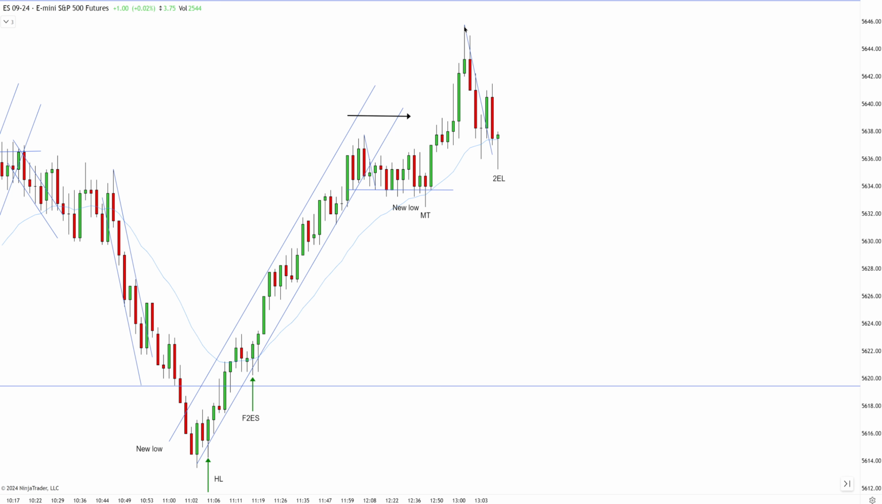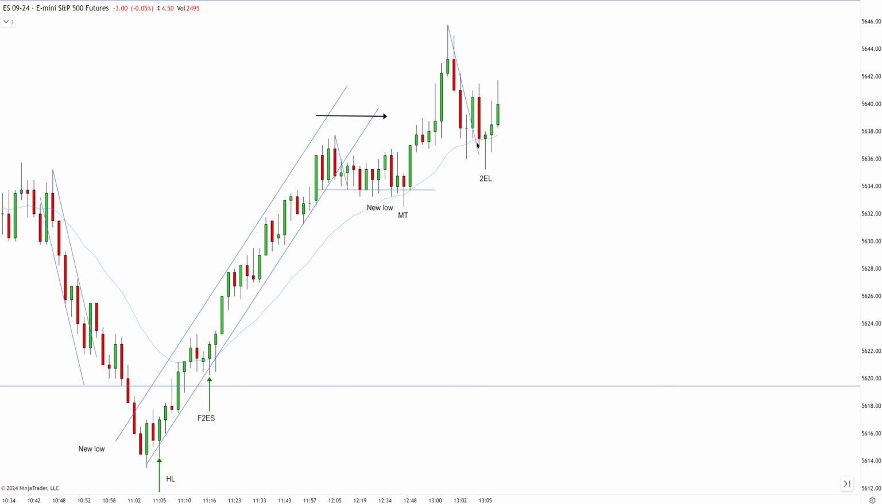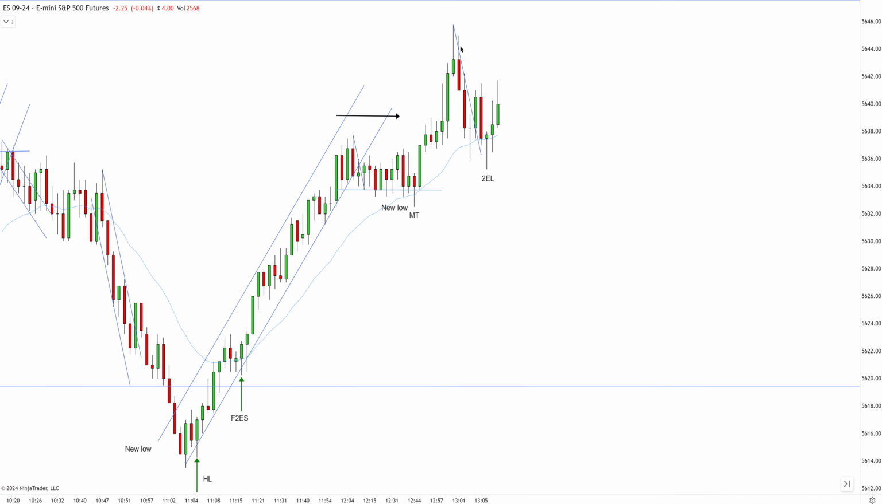So according to the rules, we skip the first second entry long. But already it is telling you something important. Why, after breaking to a new high, can't it even break below the EMA? Okay, that is what you expect. The EMA keeps holding every single time. So this is telling you, okay, the trend is still strong.